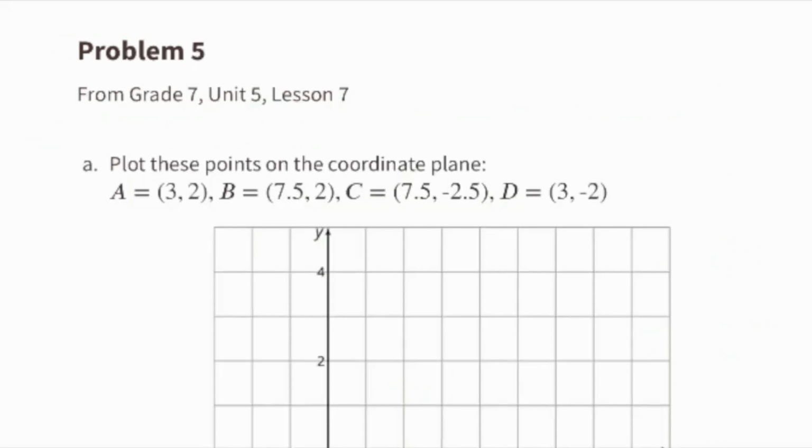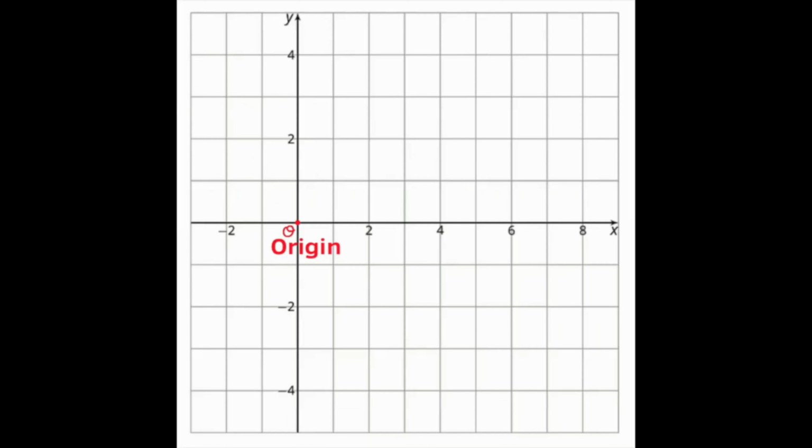Problem number 5, from 7th grade Unit 5, Lesson 7. A. Plot these points on the coordinate plane. To plot these points, you always have to start at the origin. The origin is this location here where the x-axis, or the horizontal axis, intersects with the y-axis, the vertical axis.